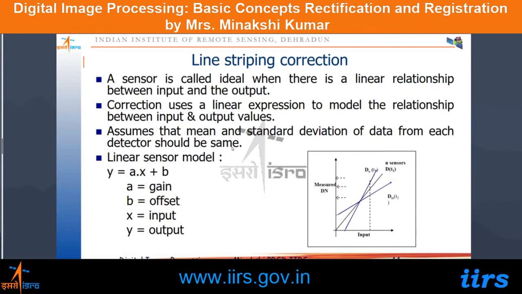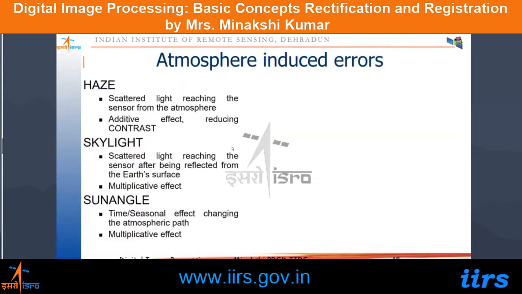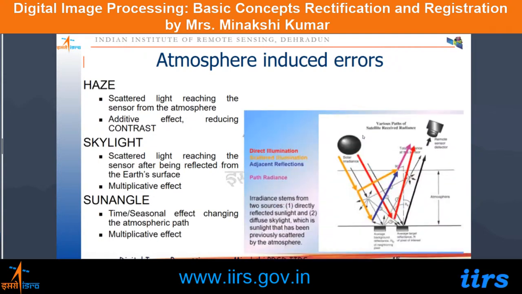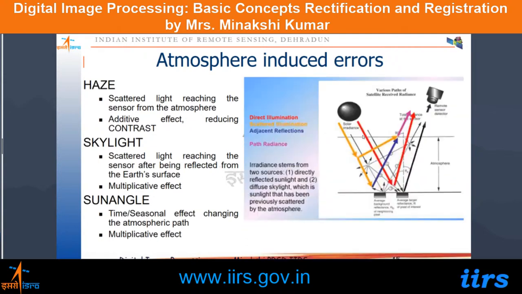Now, coming to the second type of errors which can be there in the radiometry is atmospheric induced error. In the atmospheric induced error, these errors are haze, skylight, and sun angle. Let me try to explain you with a picture. Now, what is the ideal requirement?